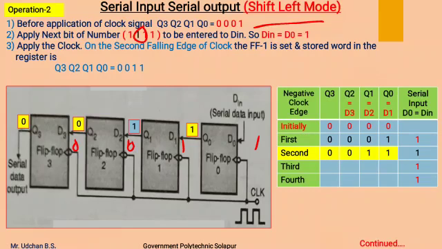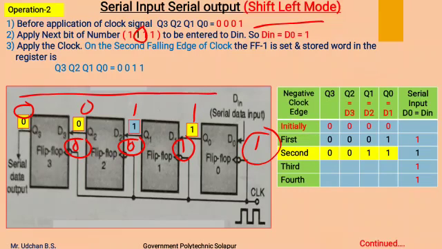Now if we apply the second negative edge of the clock to this circuit, then whatever inputs are available at the D input, they will appear on their respective Q output. Now this one will appear over here, this one will appear over here, this 0 will appear over here, and this 0 will appear over here. So after second negative clock edge, we get output as 0, 0, 1, 1, which we can see over here.